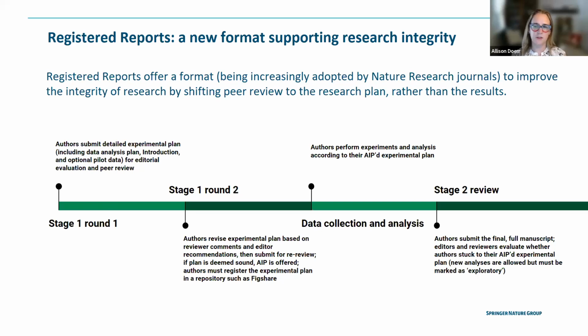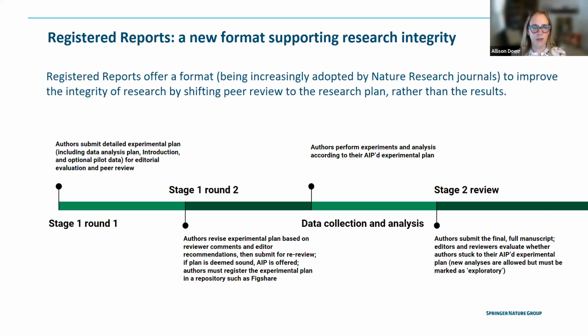So in a typical research paper, the authors would design their research study, they would collect results, they would analyze them, and then they would write up a paper and submit it to a journal. So registered reports kind of turns this on its head. So the peer review process takes place at the experimental design stage. So basically, authors would submit a detailed experimental plan.